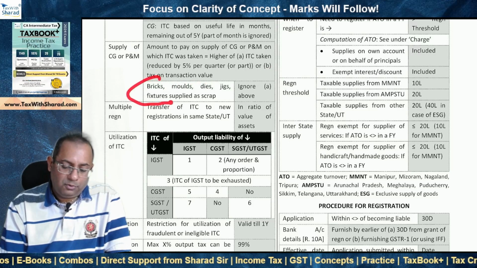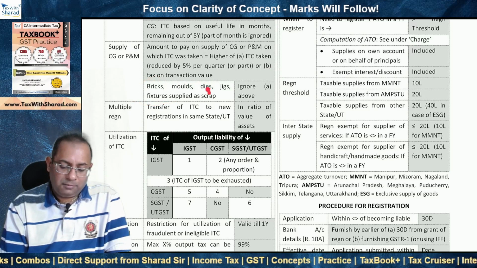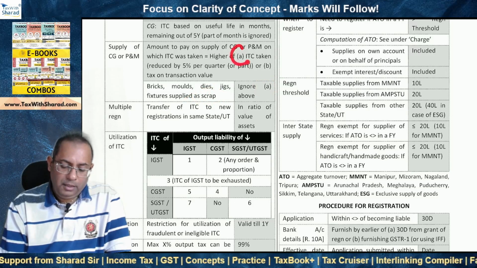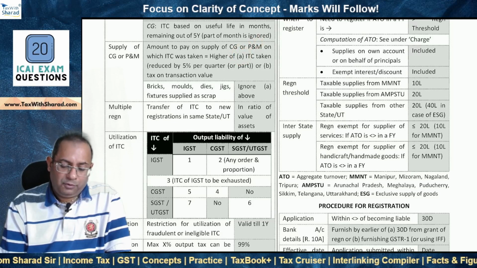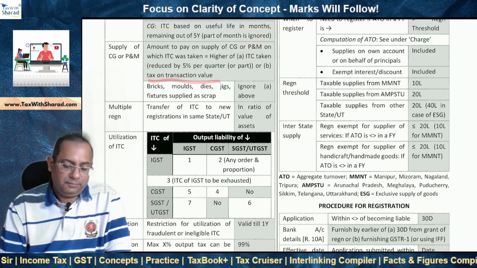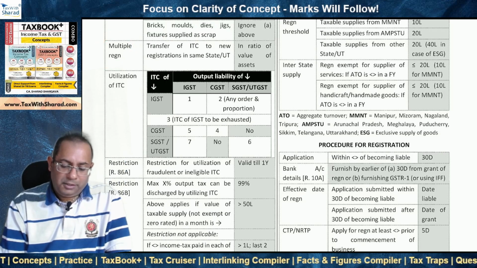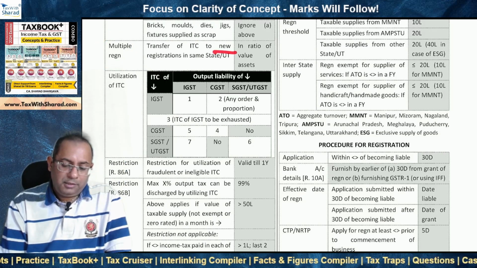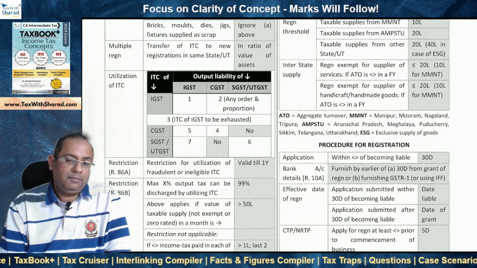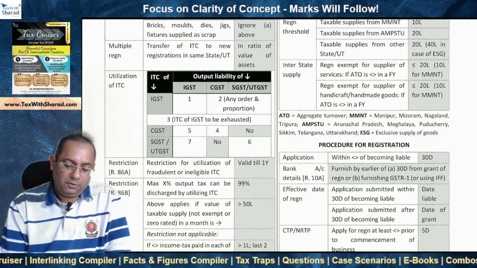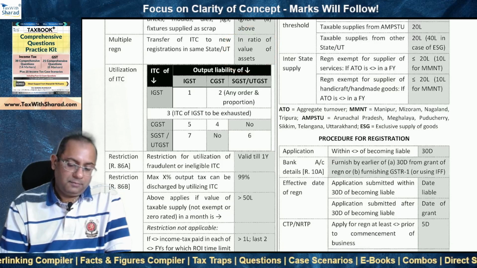However, in case of bricks, molds, dies, jigs, fixtures which are supplied as scrap, A is to be ignored. That means what is to be paid is the tax on transaction value. In case of multiple registrations, say new registrations in the same state or UT are taken, then ITC can be transferred, and this is to be done in the ratio of value of assets.